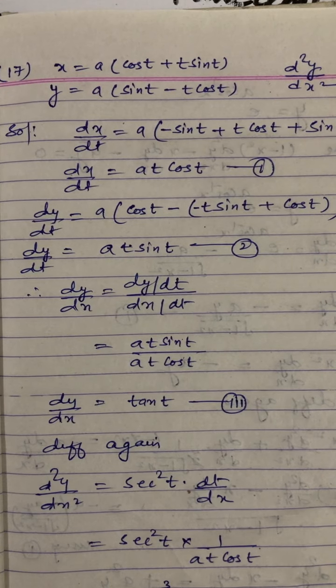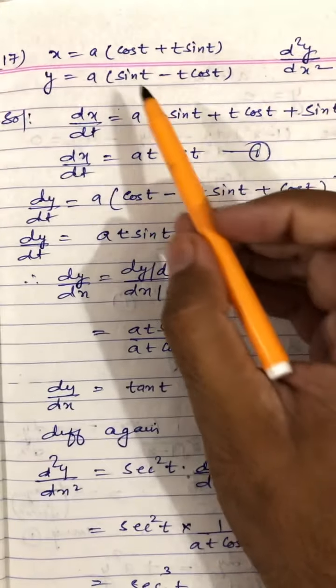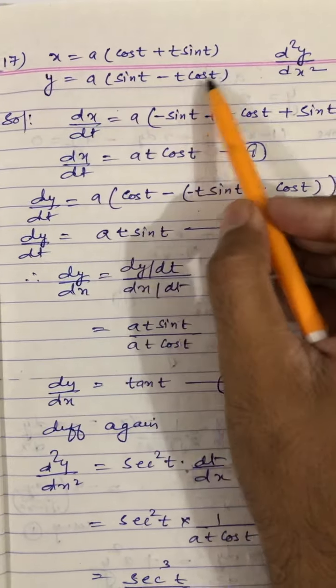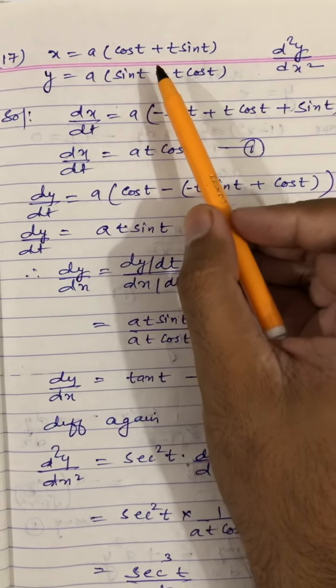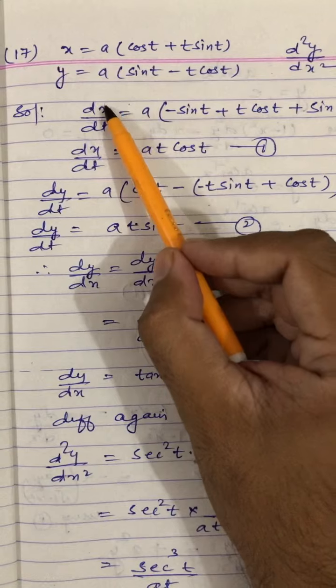Now moving on to question number 17. If x is equal to this thing and y is equal to this thing, find the double derivative. So this is a parametric form. So first I will find out dx by dt.